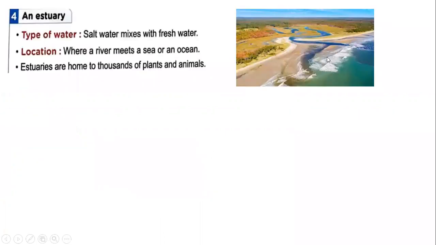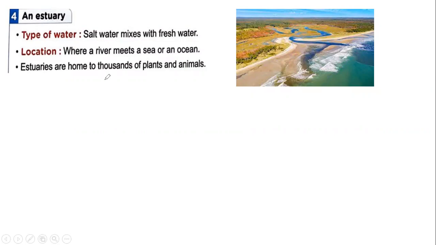Next point, estuary. I think we know estuary very well. So estuary, the type of water: salt water and fresh water. Salt water from the sea, fresh water from the river. And here in between what? Estuary. Mixture of fresh water and salt water. Location: where a river meets a sea or an ocean.